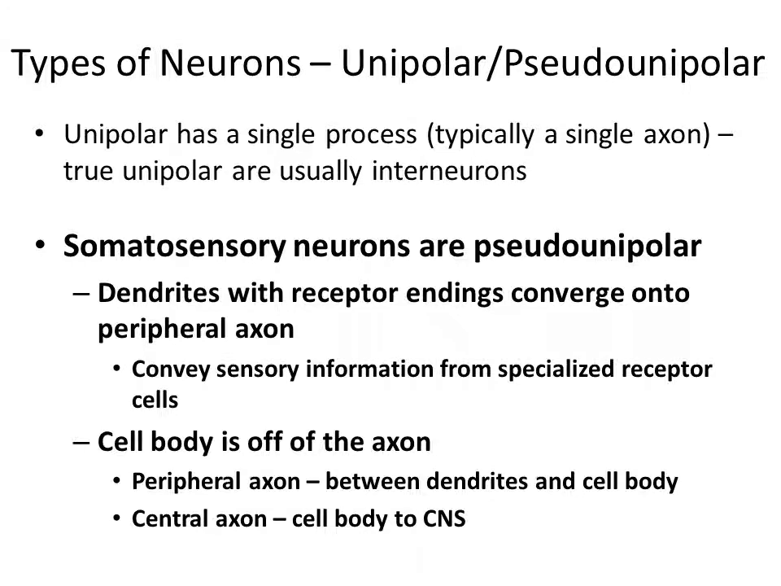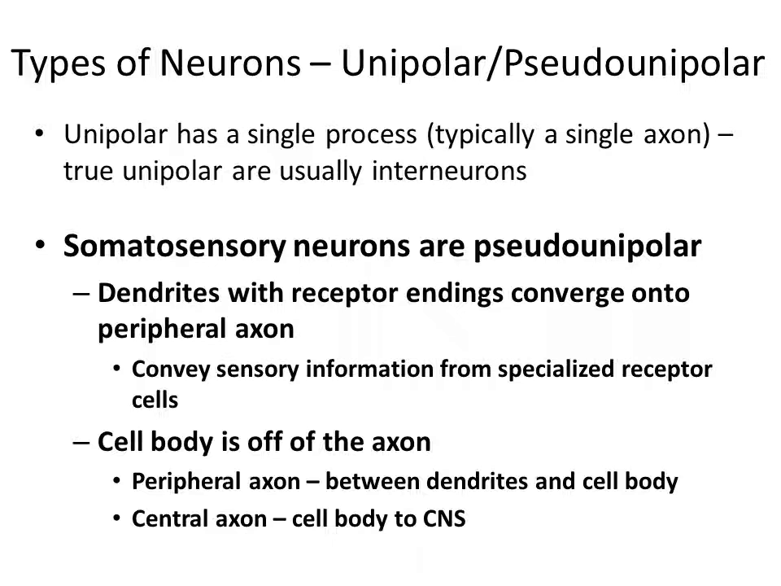Now let's talk about types of neurons. We have unipolar and pseudo-unipolar. So pseudo means false, so it looks to be unipolar when really it isn't. We'll have bipolar, and we'll have multipolar. But first we're going to talk about the pseudo-unipolar. Unipolar, I'll mention, has a single process. Usually these are interneurons. We don't really have any that I'm going to ask you to know.